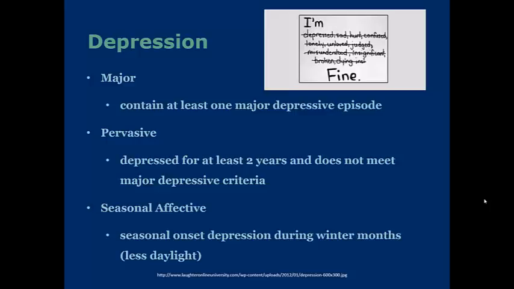Depression. Depression is actually very common, and it comes in 3 different types. Major depression contains at least one major depressive episode. Persistent depression is when you are depressed for at least 2 years and does not meet major depressive criteria. Seasonal affect is seasonal onset depression during the winter months. When there's less daylight, you often get depressed. This is why people in areas that have heavy rain or are largely overcast, like the Pacific Northwest, tend to exhibit more depression. This is largely treatable though, since we have lots of ways to produce light that mimic sunlight.